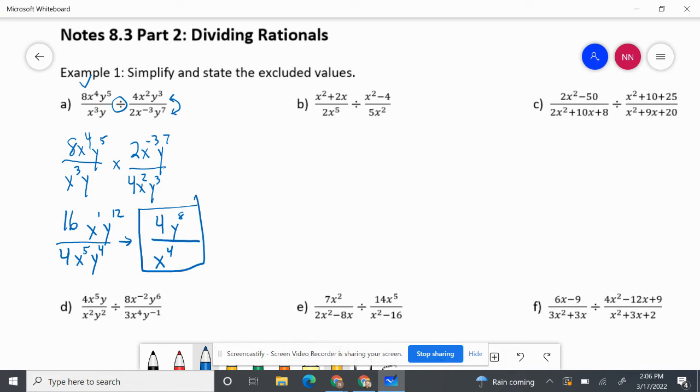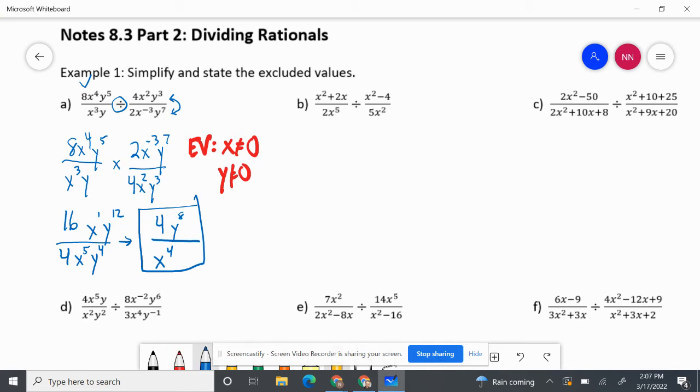Now, stating the excluded values. With the excluded values, it's what gives us 0 in the denominator. So x cannot equal 0 and y cannot equal 0. Remember, whenever it's a monomial, it's always going to be 0.